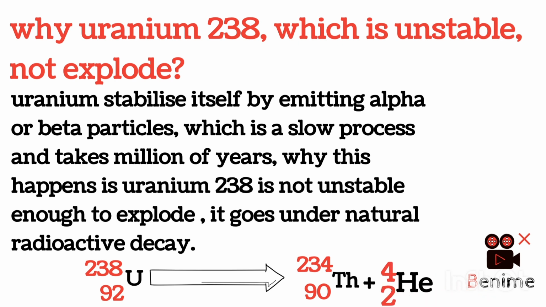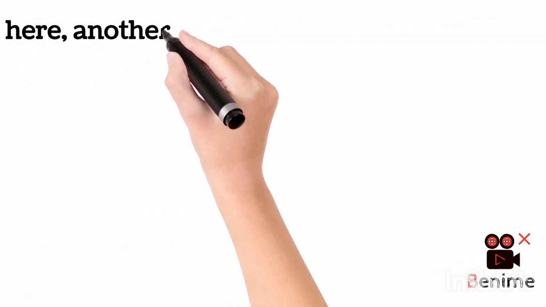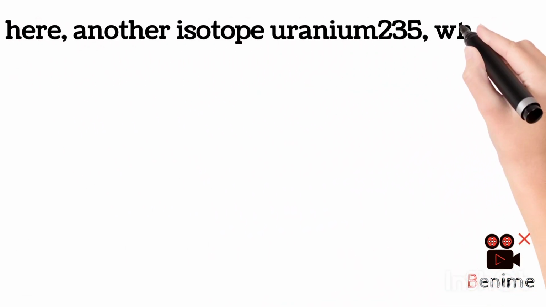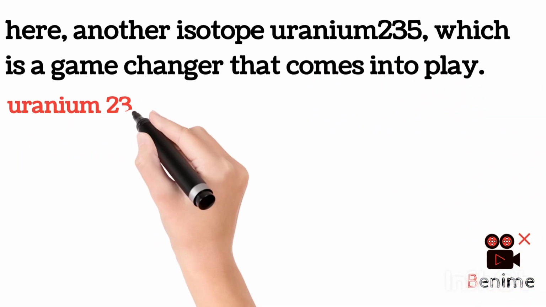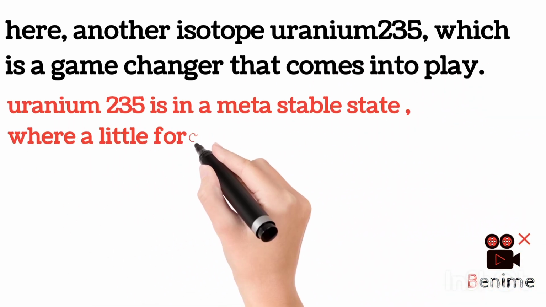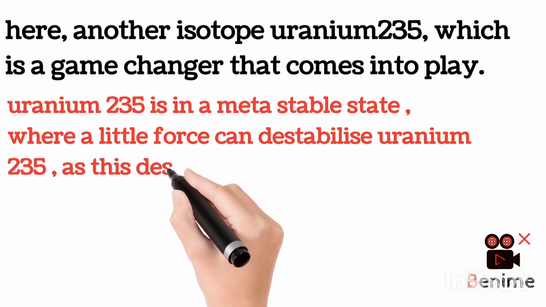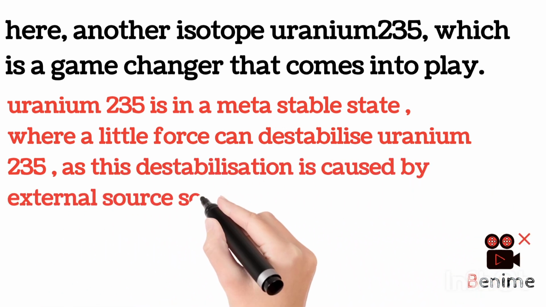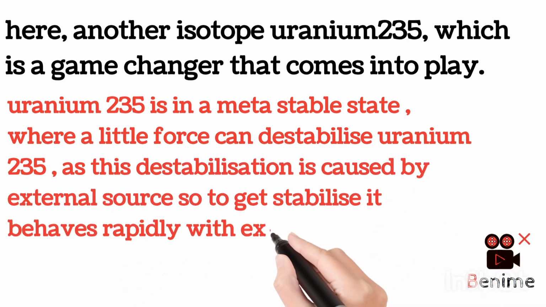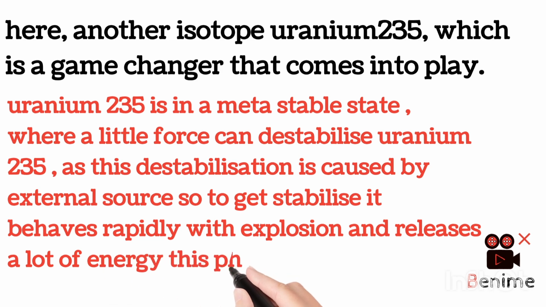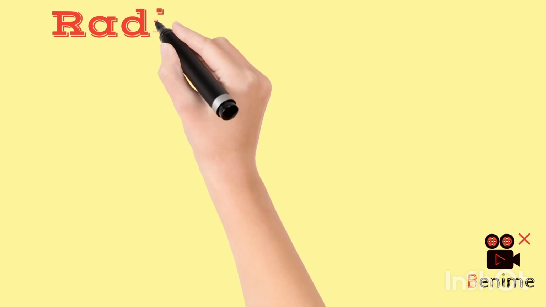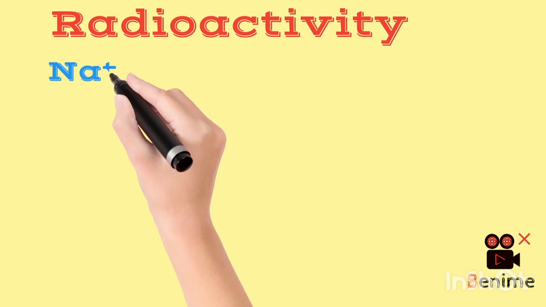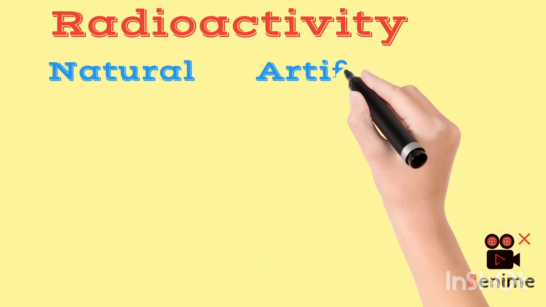But another isotope, uranium-235, undergoes rapid decay with the release of extreme energy. This happens because initially uranium-235 is in a metastable state in which a slight disturbance by an external source initiates the decay process. Due to this external influence, the radioactivity is called artificial radioactivity.